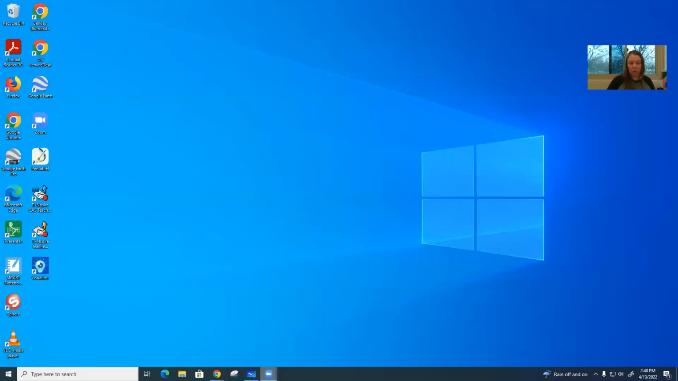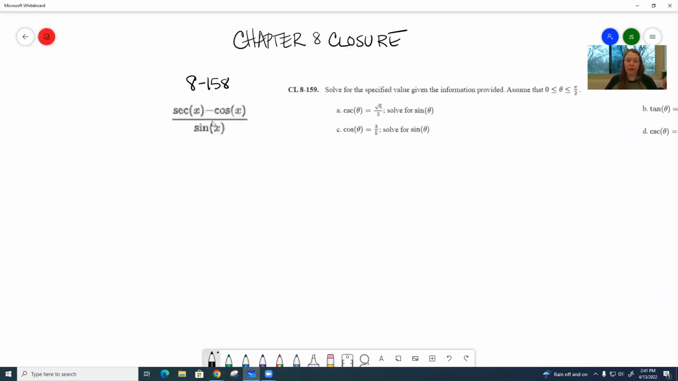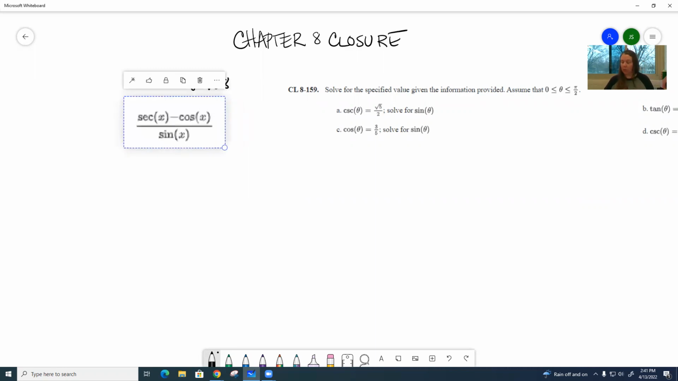Hi, pre-calculus. We are going to go over closure. Chapter 8, closure. Okay, so 158 asks us to simplify this expression here, to rewrite it as a single trigonometric expression.